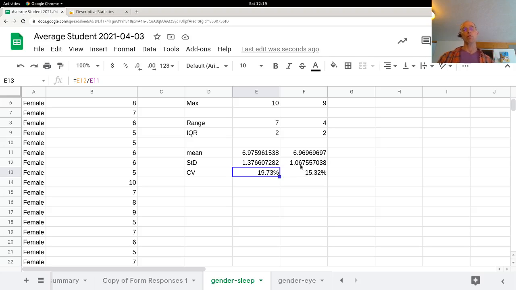Remember, you can't compare two standard deviations if the means aren't identical. These are close but not identical, so coefficient of variation is more appropriate to compare the two. There's a couple measurements there that show there's more spread, more variation in the female data than the male data.